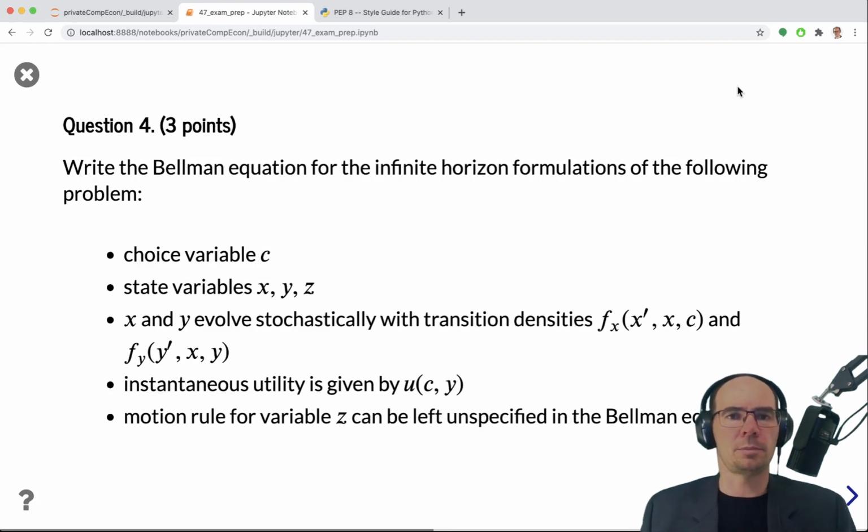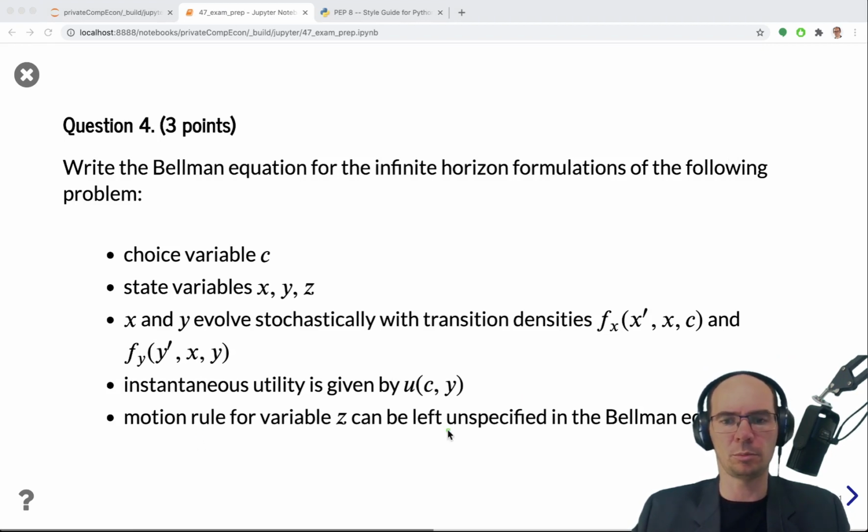All right. Another example of a 3 points question. Write the Bellman equation for the infinite horizon formulation of the following problem. Choice variable C, state variables x, y, and z. X and y evolve stochastically with transition densities given here. Instantaneous utility is given by the utility of C and y. Motion rules for variable z can be left unspecified in the Bellman equation.